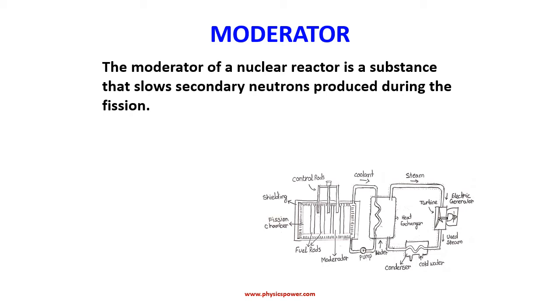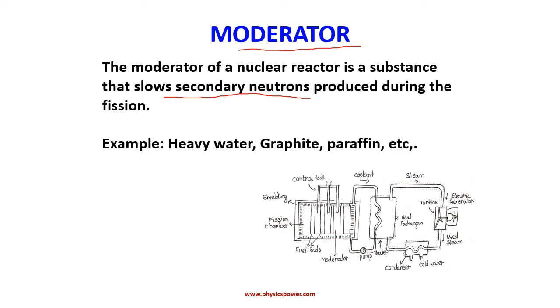But if you add a moderator, the moderator's function is to slow down the secondary neutrons which are created in the nuclear fission reaction, produced during the fission. So moderators are very important to slow down or to control the nuclear fission reaction in the nuclear reactor. For example, we use heavy water, graphite, and paraffins as moderators. Paraffin means alkanes.